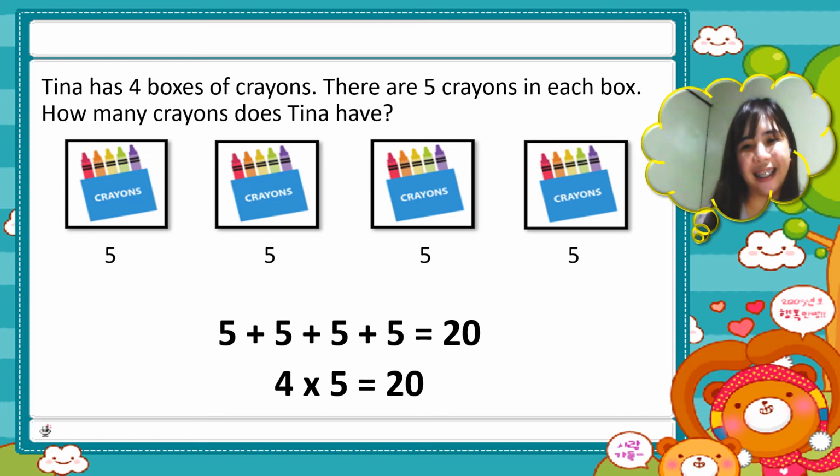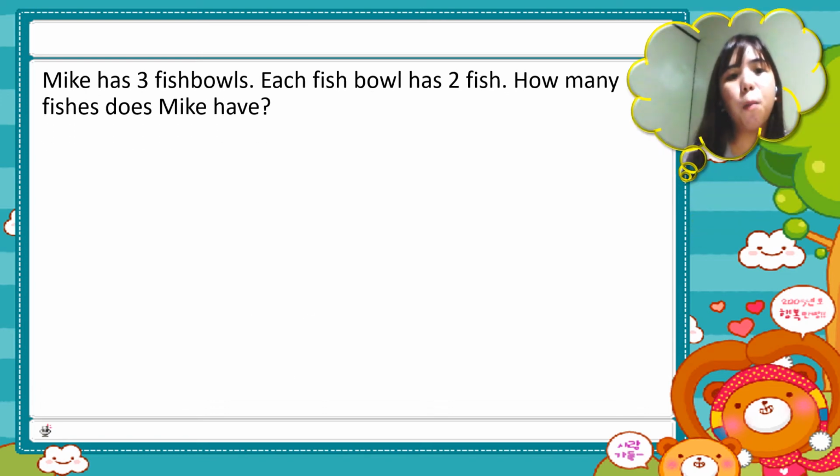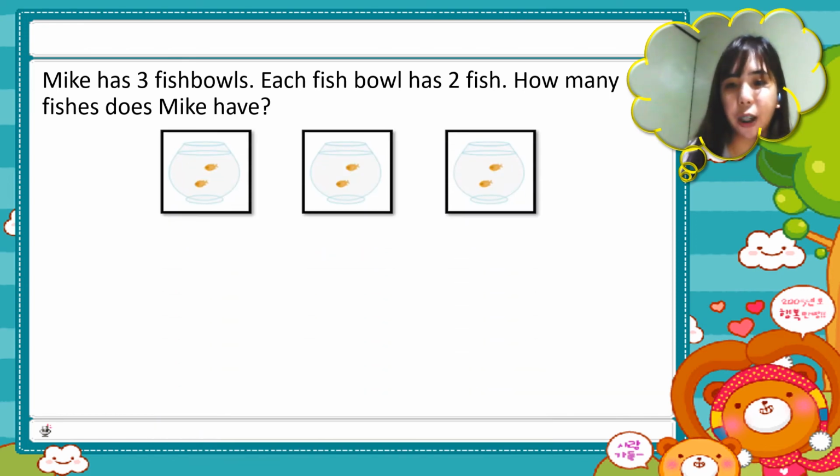You understand? Alright, now take a look at this one. Mike has 3 fish balls. Each fish ball has 2 fish. How many fishes does Mike have altogether? Take a look at the picture. How many fish balls does he have? You got 3. In each one, how many fishes? There are 2. Now, how many fishes are there all together?